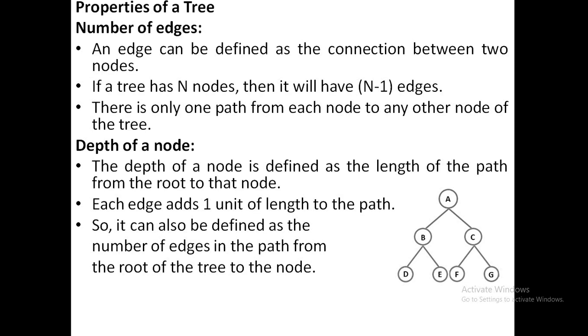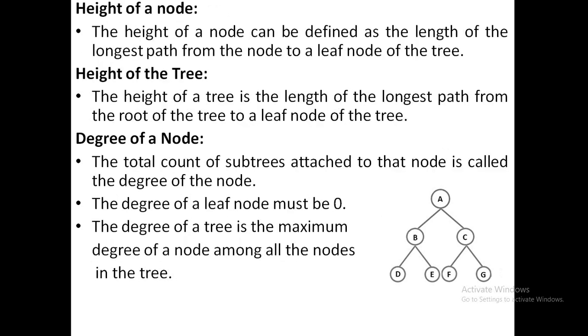Depth of the tree. The depth of a node is defined as the length of the path from root to that node. So each edge adds 1 unit of length to that path. So it can also be defined as the number of edges in the path from the root of the tree to that node. So here node B has a depth of 1 unit.